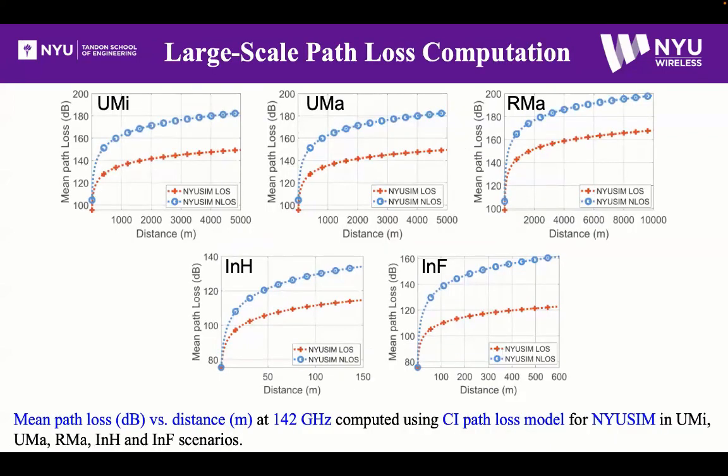And for simulation, just to see whether the implementation worked fine in NS3 for the NYU Sim model, we did a 142 gigahertz path loss computation in NS3. And we figured out what the mean path loss is in line of sight and non-line of sight channels. And then we compared this with our MATLAB-based simulator, and these align pretty well, showing that the large-scale path loss model implementation in general is correct in NS3.